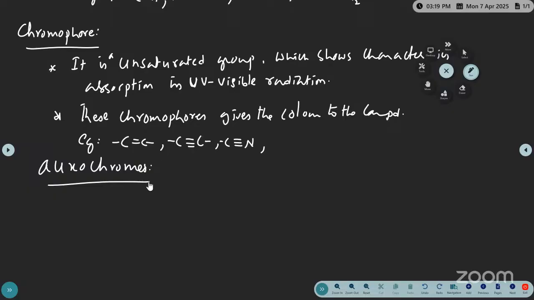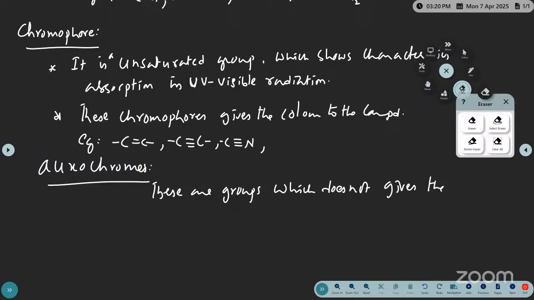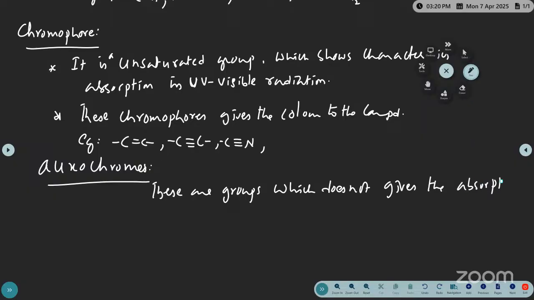Okay, what are auxochromes? Auxochromes are groups which do not give absorption, which do not absorb the radiation by their own.